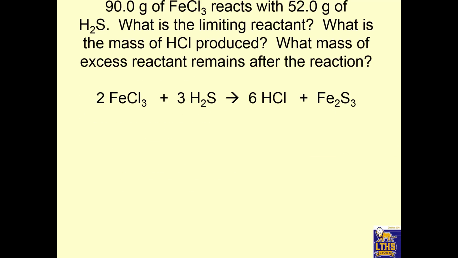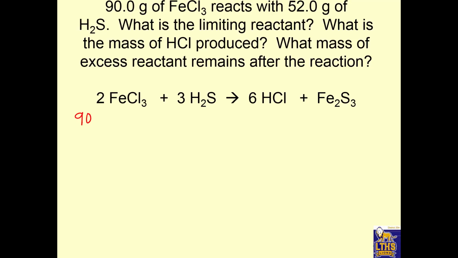All right, new problem. 90 grams of FeCl3 and 52 grams of H2S. Oh, look, reactant. So before I even go on, I know this is a limiting reactant problem because I have a mass of 2 reactants. Question says, what is the limiting reactant? I already knew I had to find that. What is the mass of HCl produced? Oh, I got to figure out what's the most that can come out, and then what mass of excess reactant remains. Okay, so how much leftover is there?